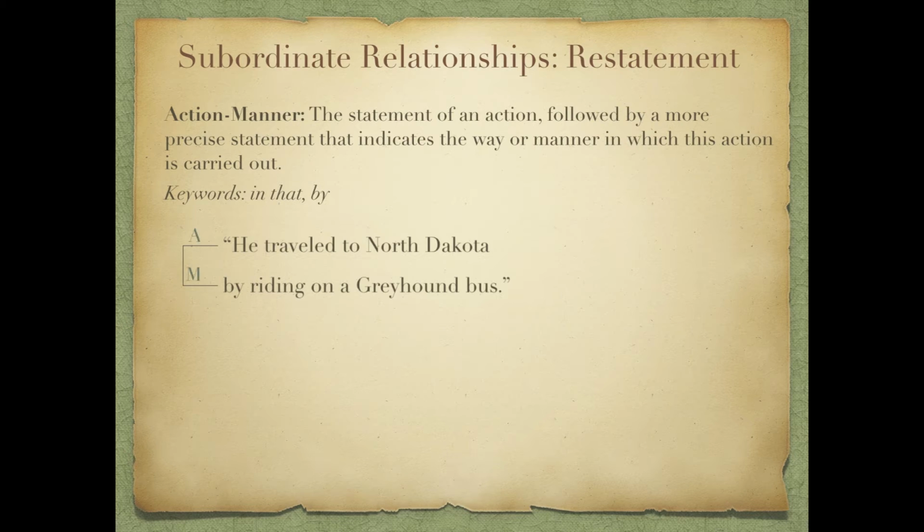Okay, now notice something here. As we label this, we're actually going to attach two labels. We're going to put an AC for action and an MN for the manner. Okay? How about this one from the Bible? He emptied himself by taking the form of a servant. Action, he emptied himself. Manner, or how did he do that? By taking the form of a servant.